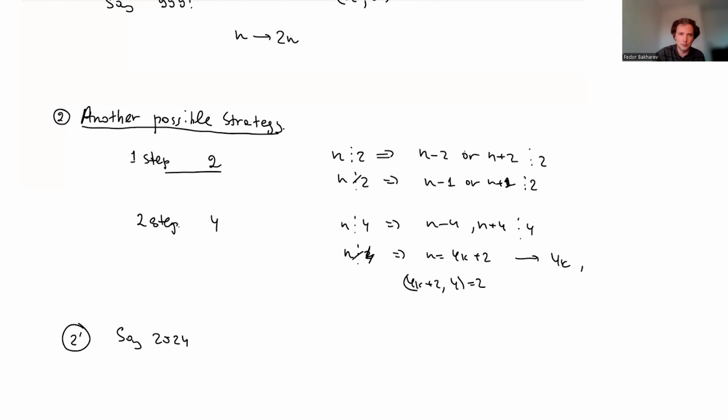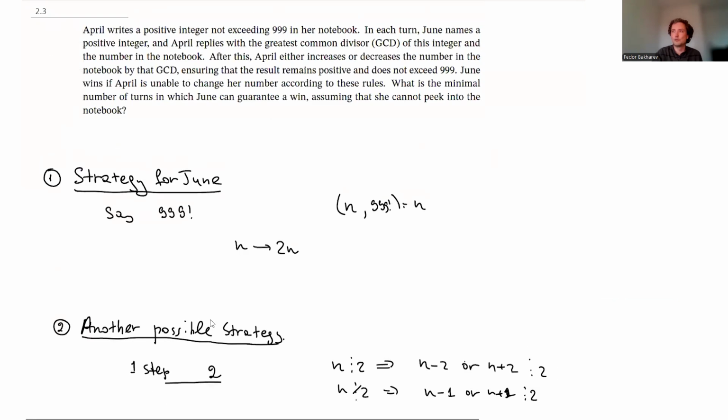So there is some question. 1024, yes, 1024. It's very natural to ask for the year. Yes, thank you. So this is the strategy for June to win in 10 steps.